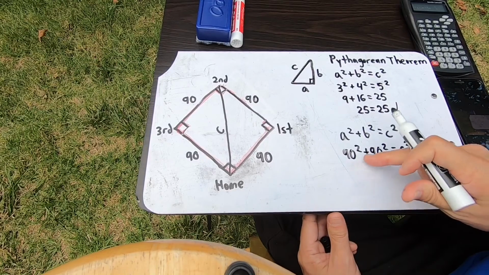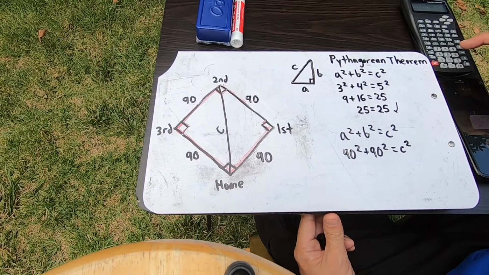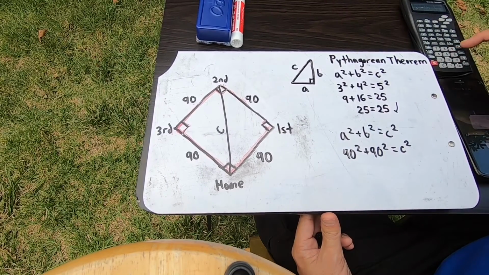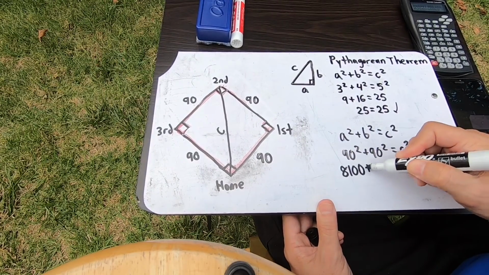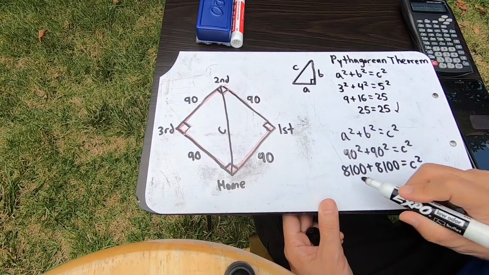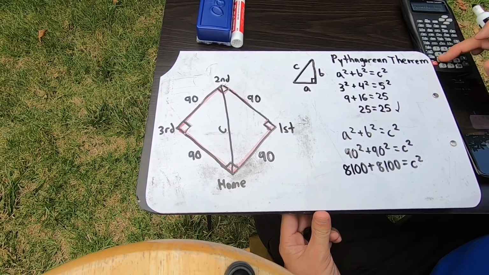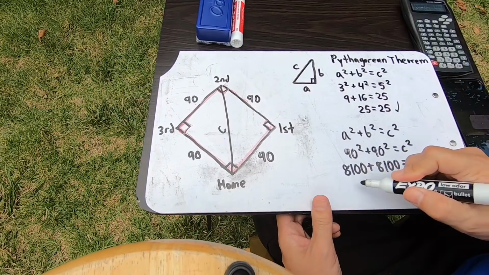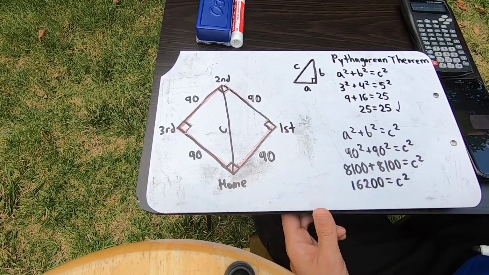Okay, so 90 squared means 90 times 90. You can use your calculator if you need to, or you can do it in your head. I know 90 times 90 is 8,100, so let's just make sure I'm right. 90 times 90 is 8,100. So 8,100 plus the same thing, 8,100, equals c squared. Now I'm going to add those two. 8,100 plus 8,100 should give me 16,200. Yep, 16,200 equals c squared. Okay, so we're almost done.